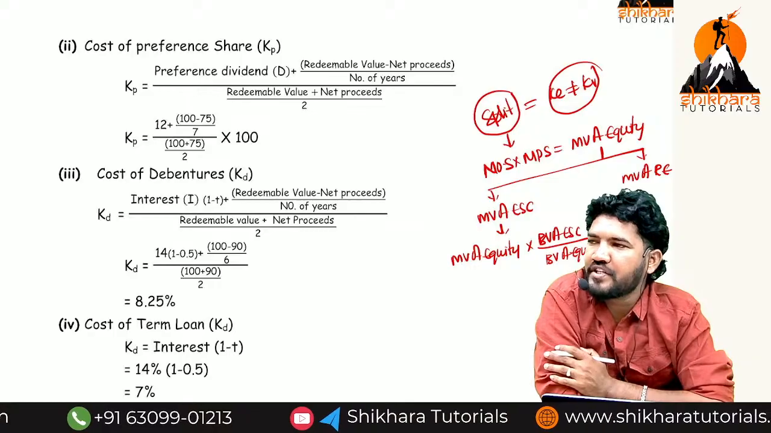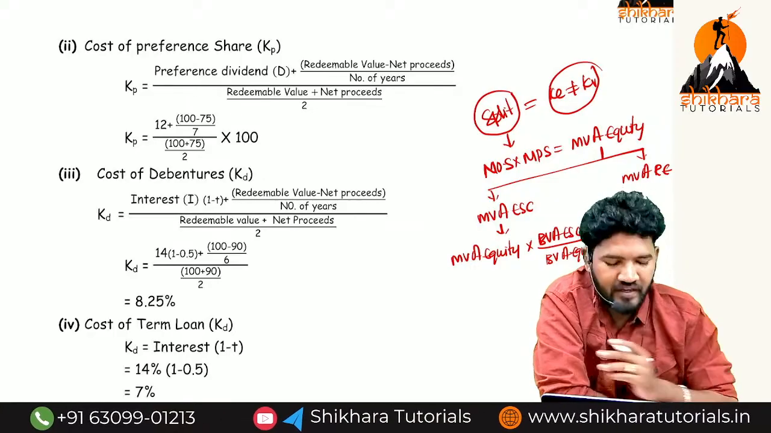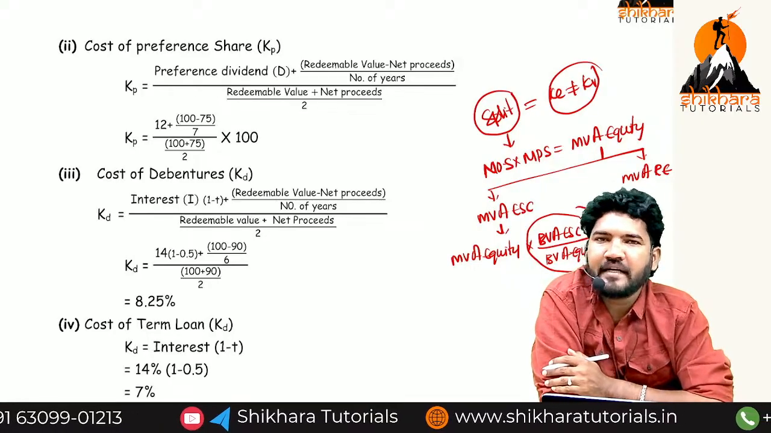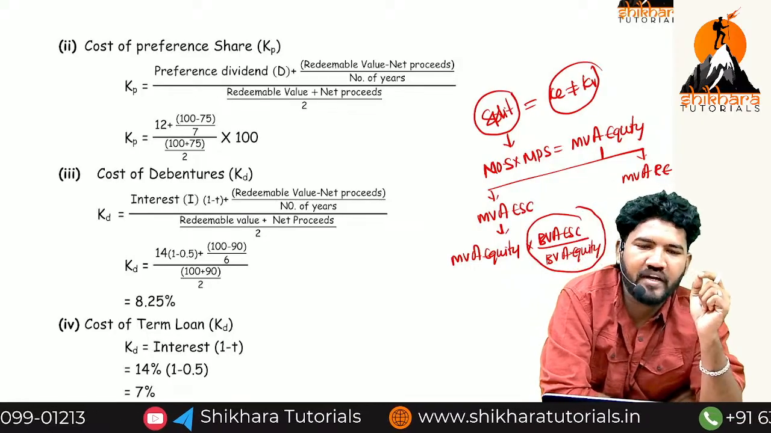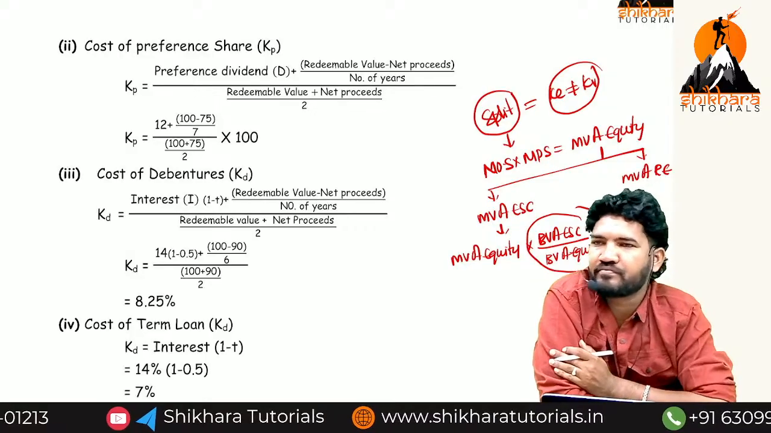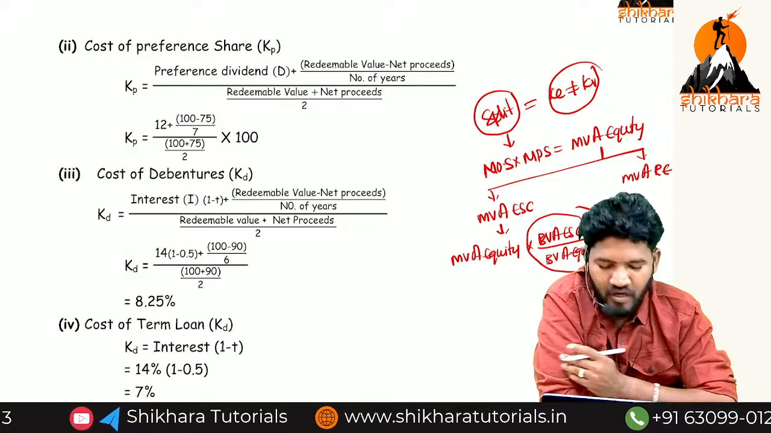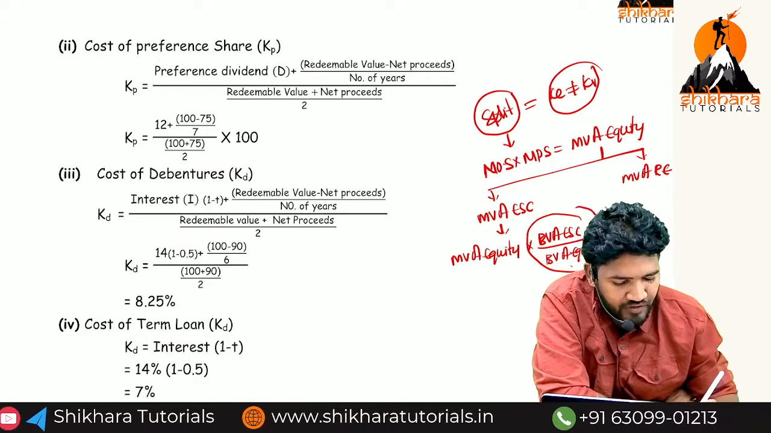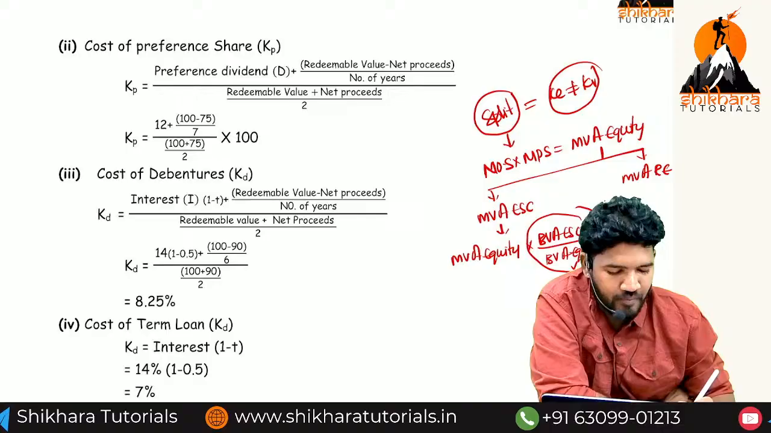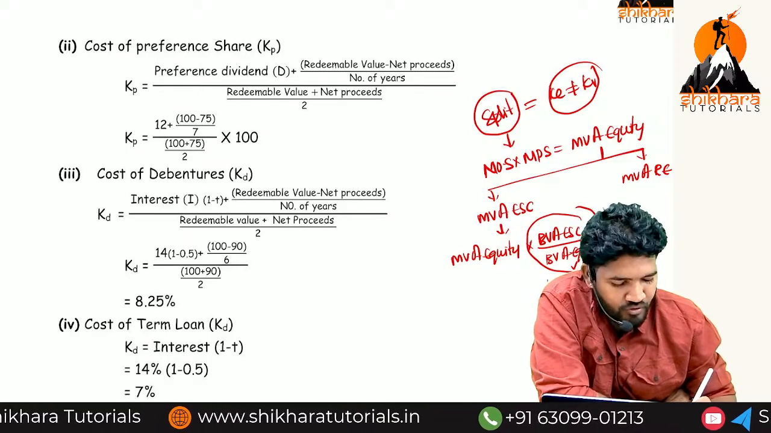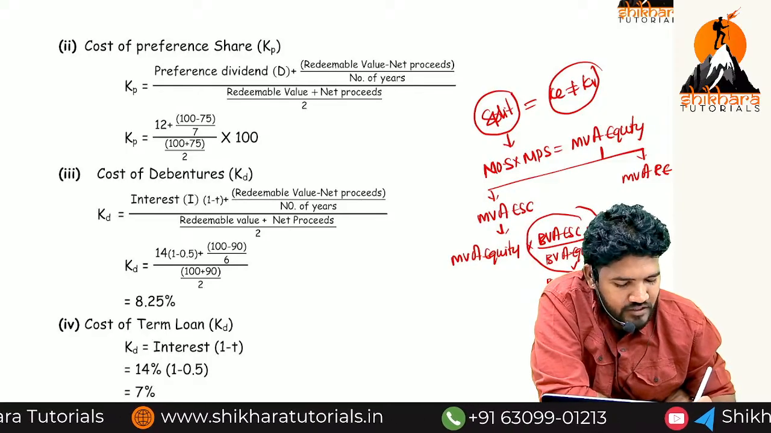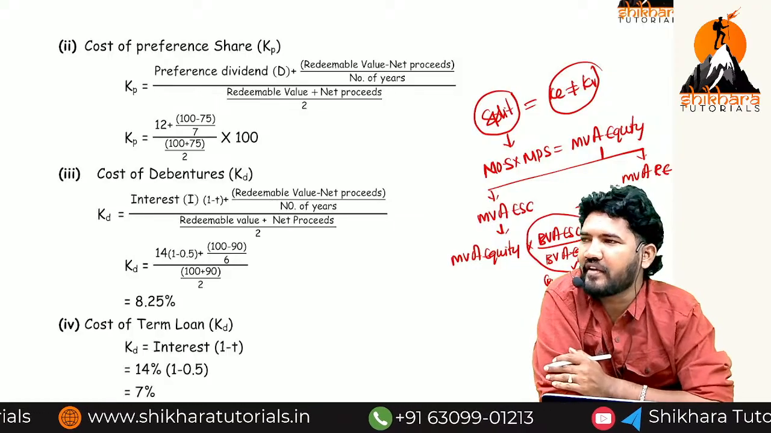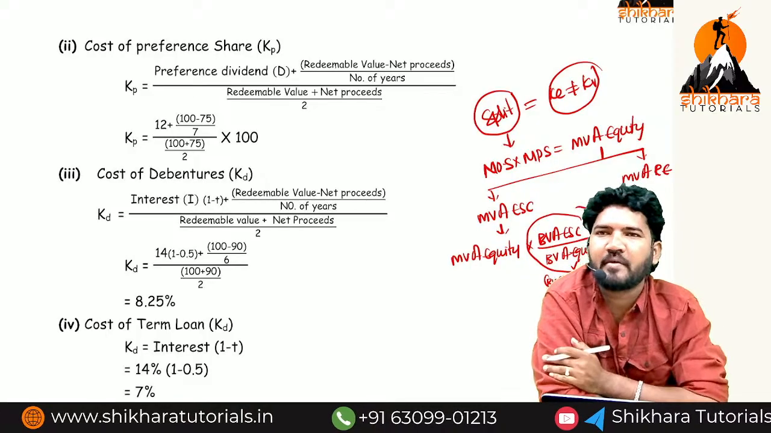Book value of equity share capital divided by book value of equity. This is called proportion. So we will split market value of equity on book value proportion. Now you know book value of equity share capital. What about book value of equity? How do we get book value of equity? Book value of equity share capital plus book value of retained earnings is known as book value of equity. Both are available in the question paper.